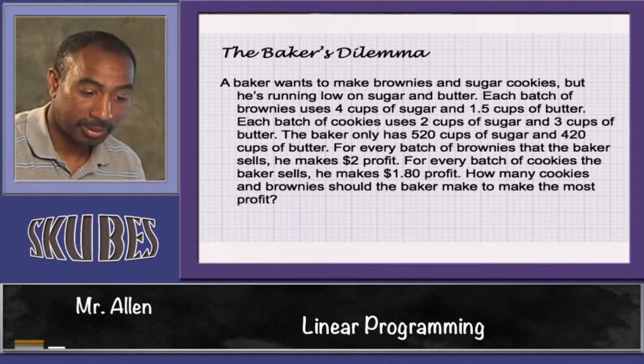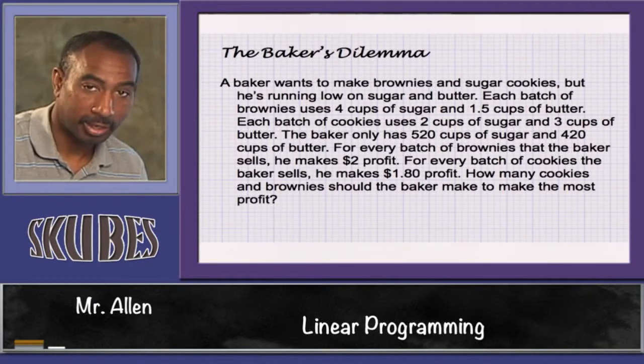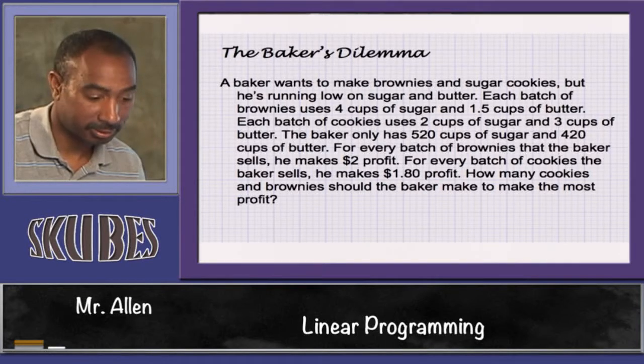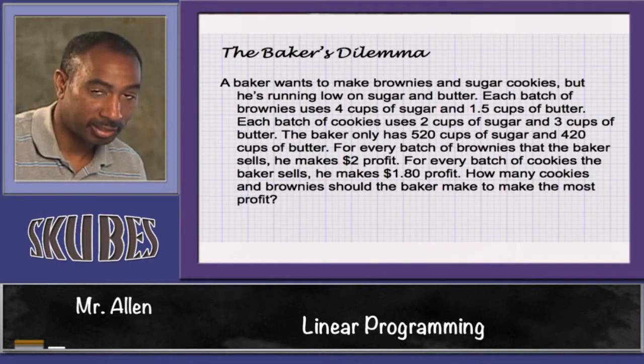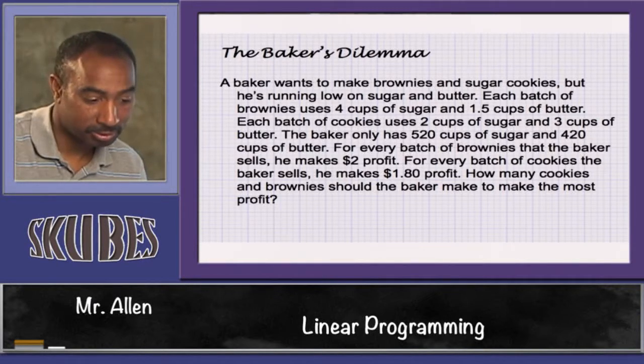A baker wants to make brownies and sugar cookies, but he's running low on sugar and butter. Each batch of brownies uses 4 cups of sugar and 1.5 cups of butter. Each batch of cookies uses 2 cups of sugar and 3 cups of butter. The baker only has 520 cups of sugar and 420 cups of butter.